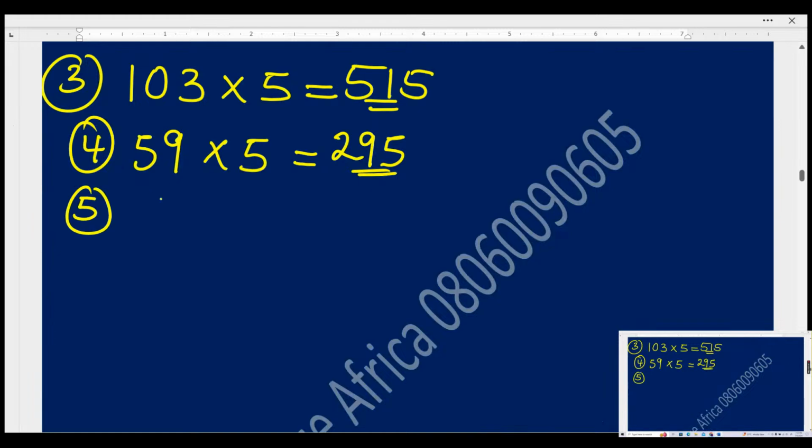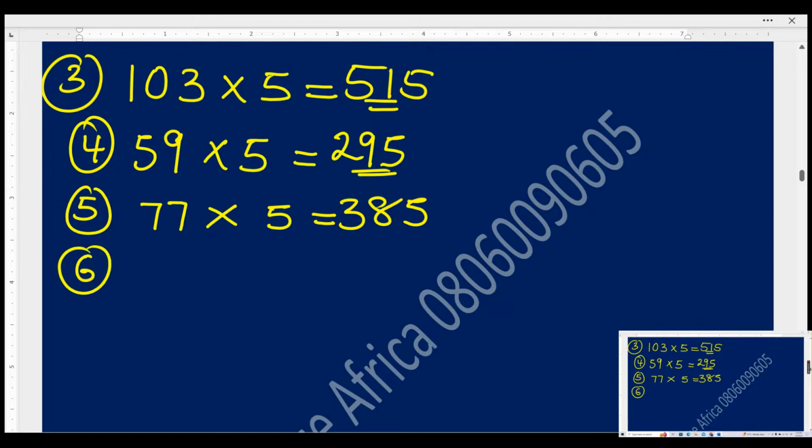Number 5. What is 77 times 5? Subtract 1 from 77. Divide the 76 by 2. That will give us 38. Then write 5 beside 38. That is 385.